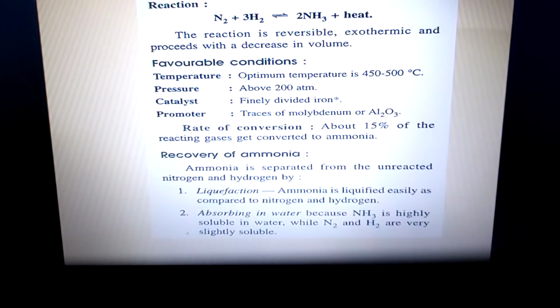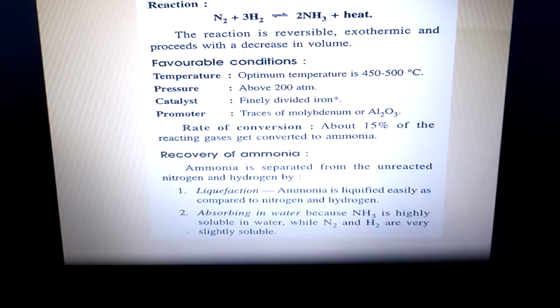The catalyst required will be finely divided iron. Now, why finely divided iron? Because the powdered form of iron would increase the surface area. Now we have a promoter also. What will be the function of the promoter?